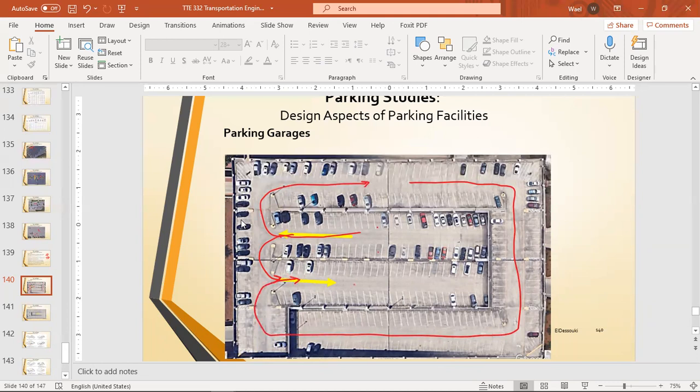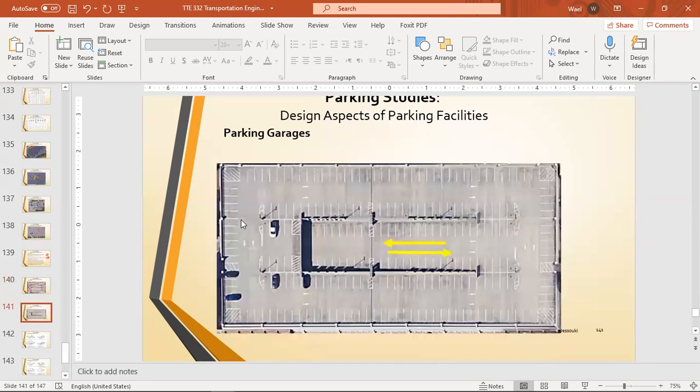Usually at the level below, this would most probably be underneath, another ramp here, and there's another ramp here. This ramp going down, this ramp going up. Usually it keeps alternating between levels. That's a two-way ramp.